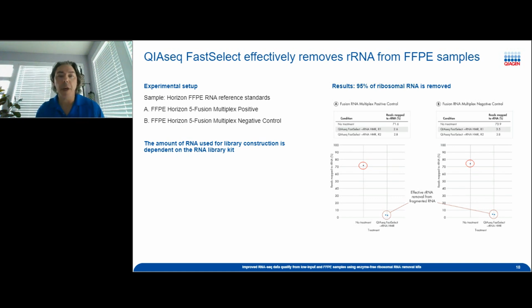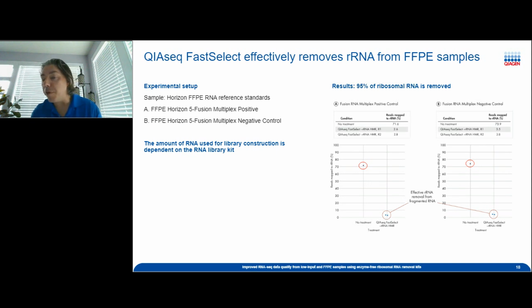In the left-hand panel, we have pre-treatment using the RNA multiplex positive control sample. Without any FastSelect, we see about 72% of the total RNA is ribosomal RNA. After using FastSelect, we get this down to about 2.5%. On the right-hand side, we have another FFPE sample, the negative control sample. Without FastSelect, we see about 74% ribosomal RNA. After FastSelect, we see it down to 3.5%.